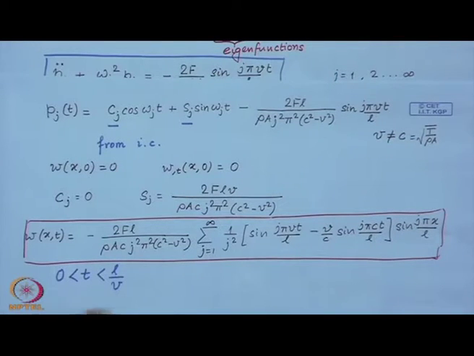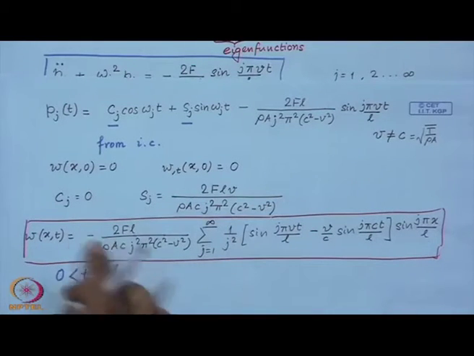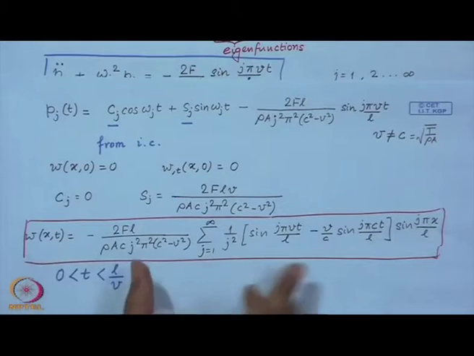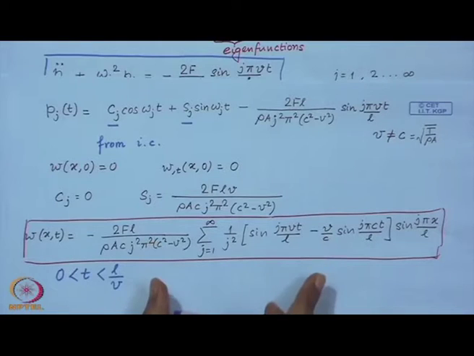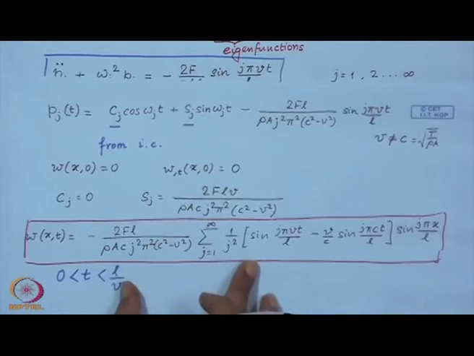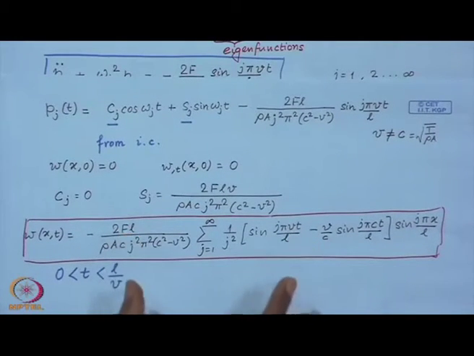As soon as the force crosses the string, this solution is no longer valid. You have to solve for the string with certain initial conditions, which are the final conditions at t equal to L over V of this. So, you will get the final displacement of the string and the final velocity at t equal to L over V from this expression, that goes in as the initial conditions of the string in free vibration.